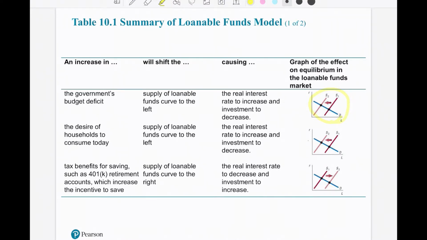Whenever there's a decrease in supply, we're going to see that the real interest rate is going to increase and investment is going to decrease. If there's a decrease in investment, that means that the equilibrium quantity of loanable funds is going to go down. Then we also see what happens if there is an increase in supply. We would expect the real interest rate to decrease and investment to increase, so the quantity of loanable funds is going to go up.